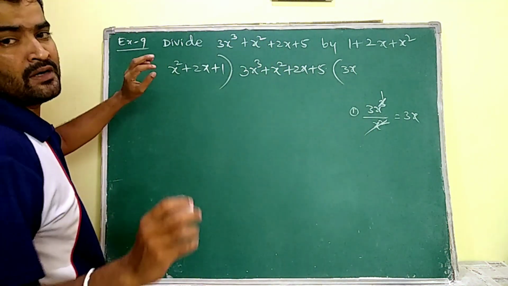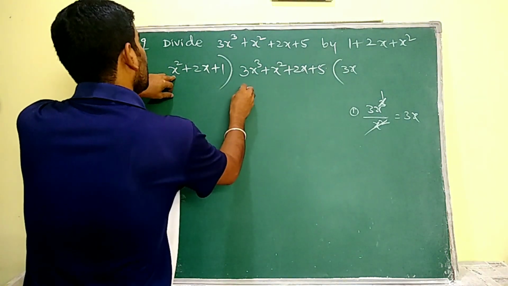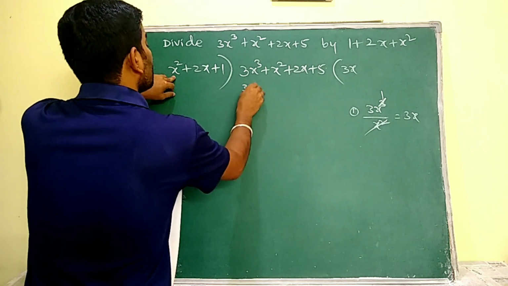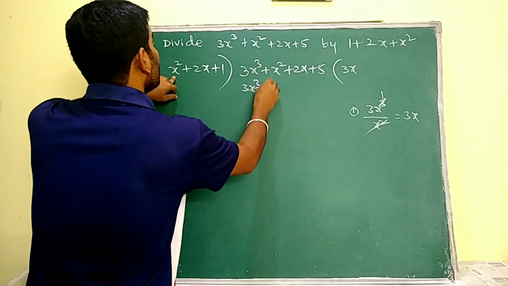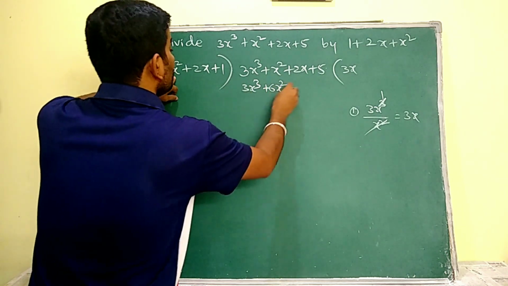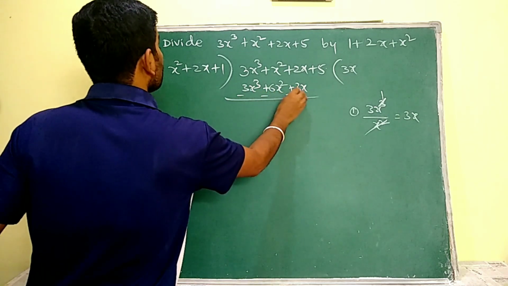Now I have to multiply that 3x to the divisor, x square plus 2x plus 1. 3x into x square, 3x cube. 3x into plus 2x, 6x square. 3x into 1, 3x. Now I have to change the signs.